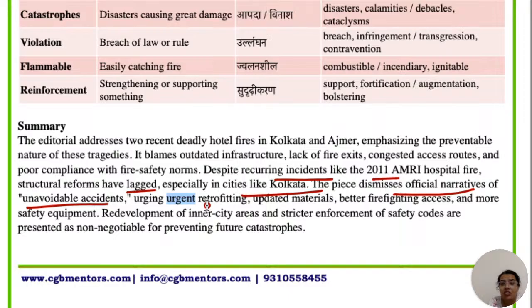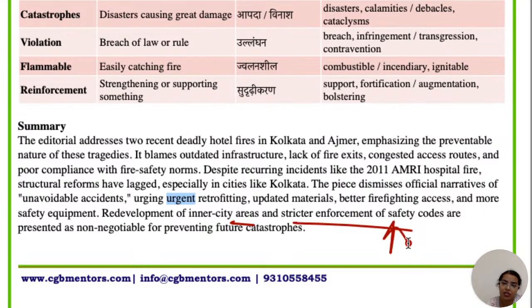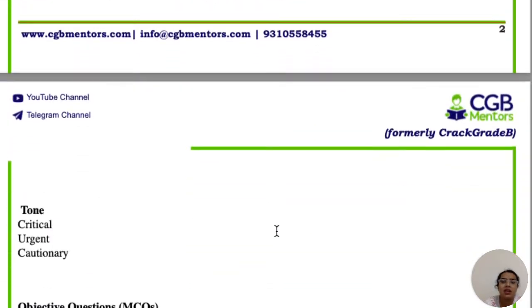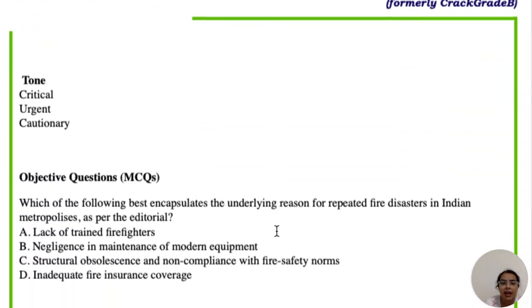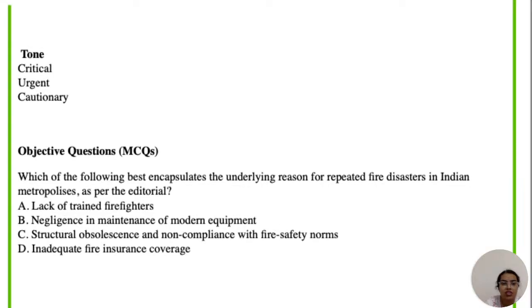He's urging urgent retrofitting, updated materials, better firefighting access, and more safety equipment. So basically, the redevelopment of inner areas and stricter enforcement of safety codes are presented as non-negotiable for preventing future catastrophes. So to work out suggestive tone, as the passage ended, our summary also ended. Let's move on, that's your first question.